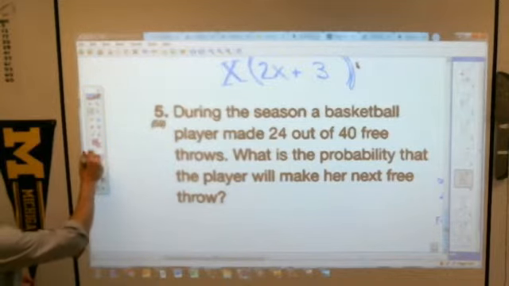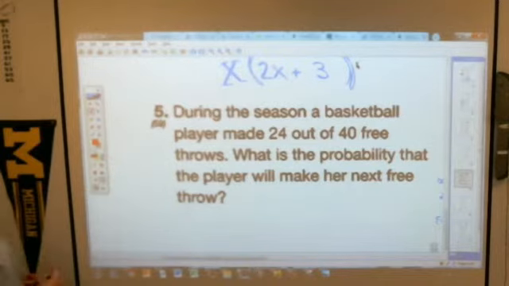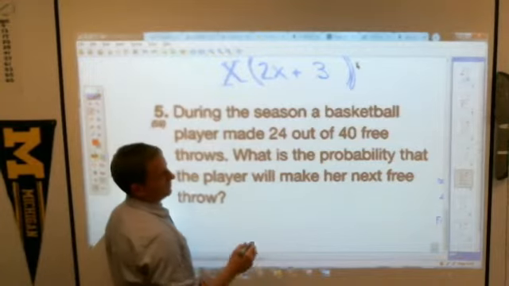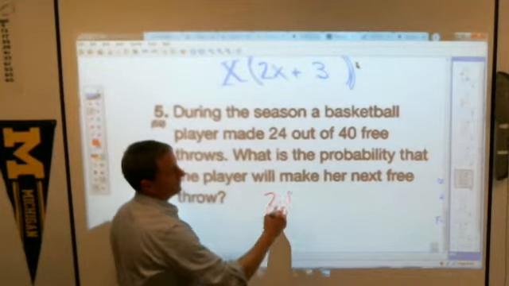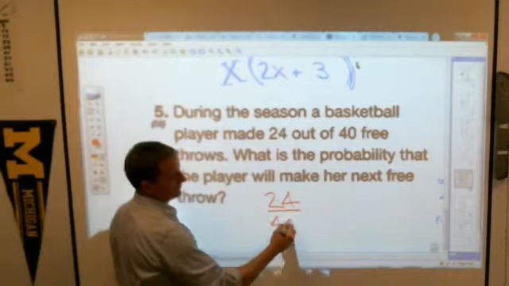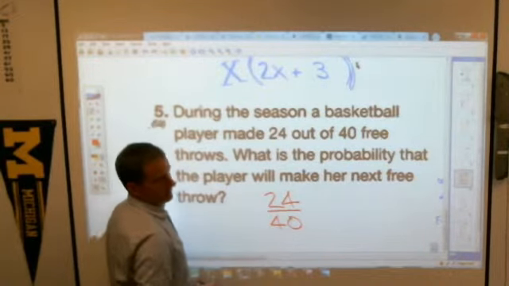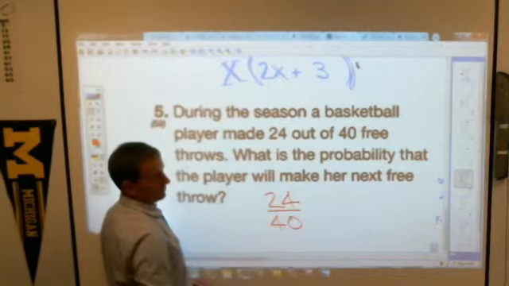Number 5 is what we like to call theoretical or experimental probability. Experimental. That's why you can't have theoretical probability of somebody making a free throw, because there's no mathematical formula that tells me how many free throws Caleb is capable of making. So it has to be an experiment. What did the experiment say? He made 24 out of 40. That is your probability. You just need to reduce the fraction.